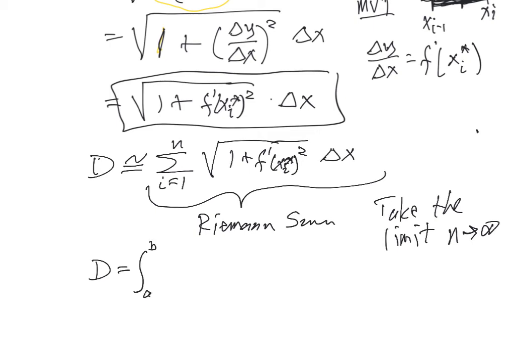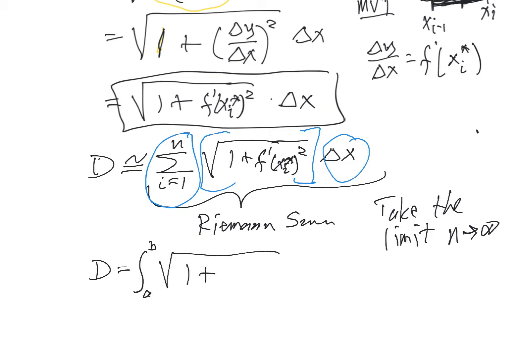Now here's the function. Put it in blue. Whatever shows up between the sigma and the delta x, that's what we integrate. So the square root of 1 plus f prime of x, squared. X star becomes x in the integral, dx. And there is our formula.